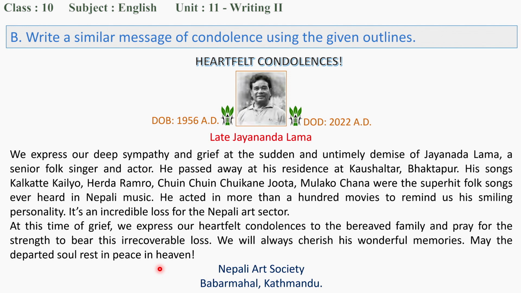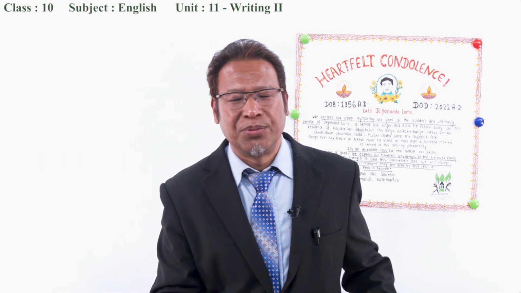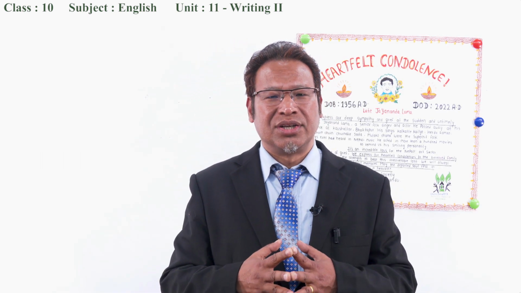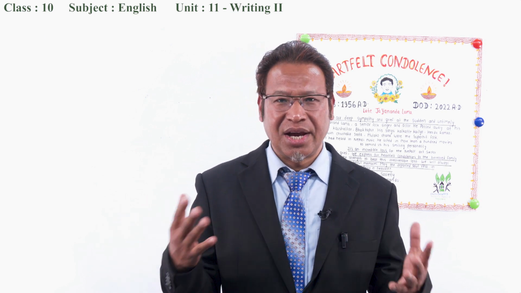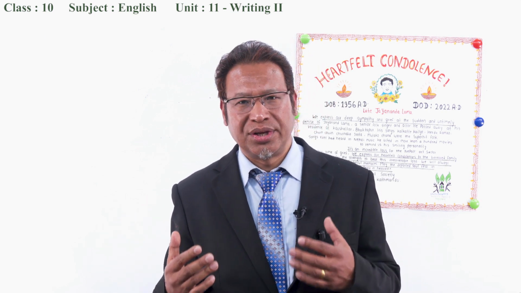So in this way you can write a lot of information, but what you have to remember is this: deep sympathy at the sudden and untimely demise, then heartfelt condolences to the bereaved family and prayer for the strength to bear the irrecoverable loss, then may the departed soul rest in peace. These are very important elements to be included in all kinds of condolences. In this way, I hope you will be able to create condolences for any kind of clue. Make sure to practice in the coming days.